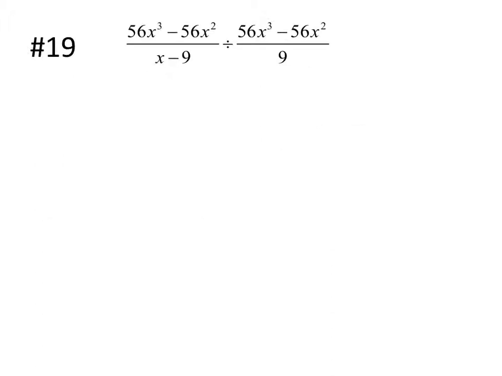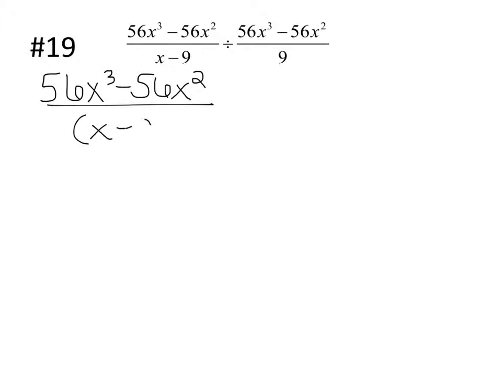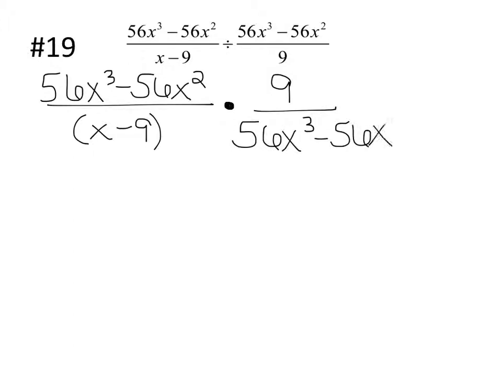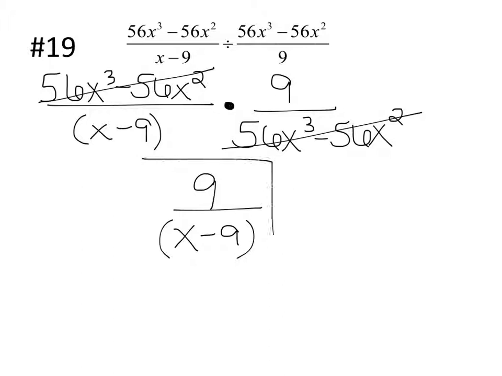Okay, another division problem here, so we're going to have to keep it, switch it, flip it. Keep your first fraction. Switch division to multiplication, and flip your next fraction. Now, before I start factoring, you should notice that this and this are the same thing. So just go ahead and cancel them out. You cannot cancel this 9 with this 9 because this is an x minus 9. So you're just left with 9 over x minus 9.